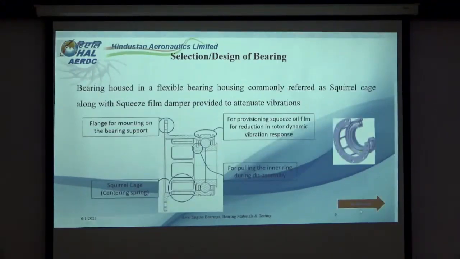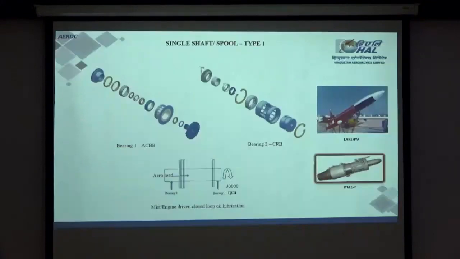I just want to show you some of the arrangements. This is our legacy design, PTA 7. This is the first certified engine in India by HAL. It was successfully certified and used for the Lakshya aircraft, and it has a lot of potential. Recently, we have found that it can be used in many unmanned aerial applications.